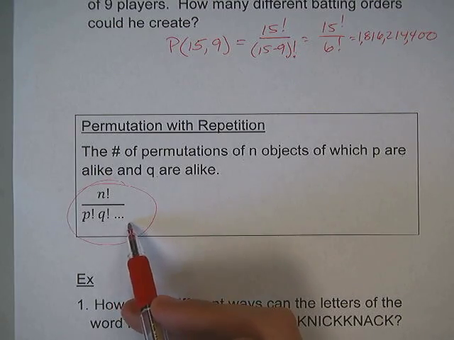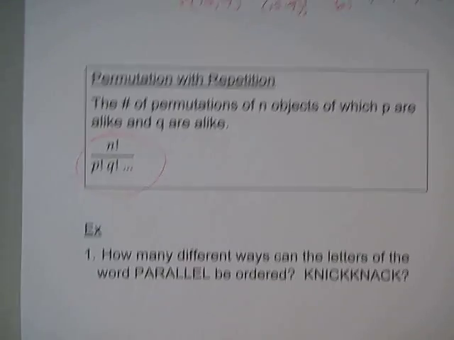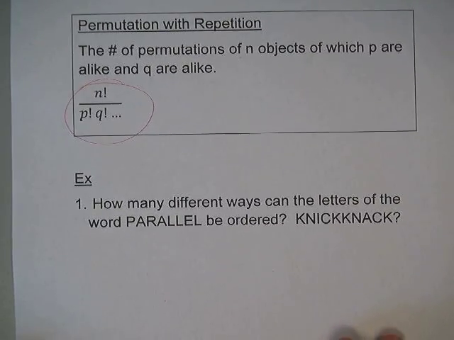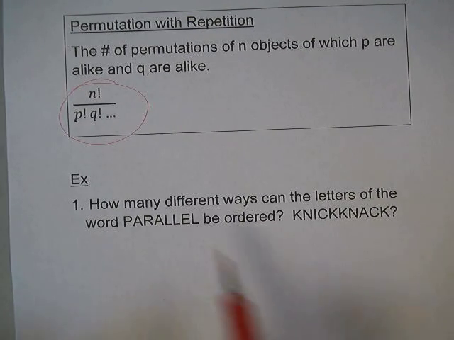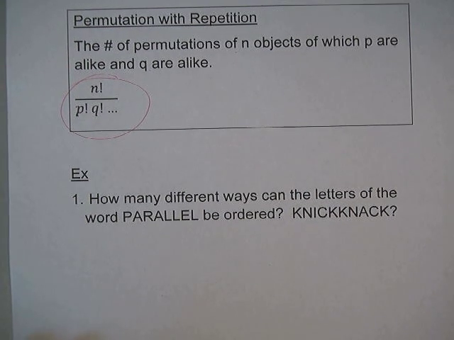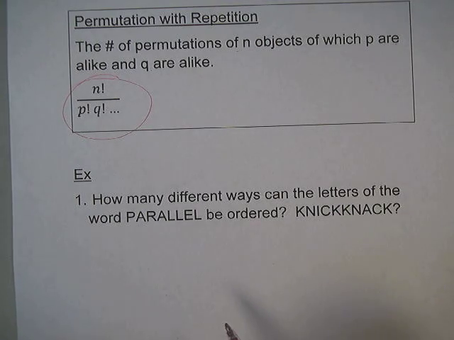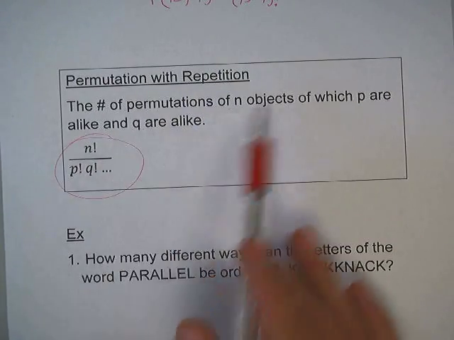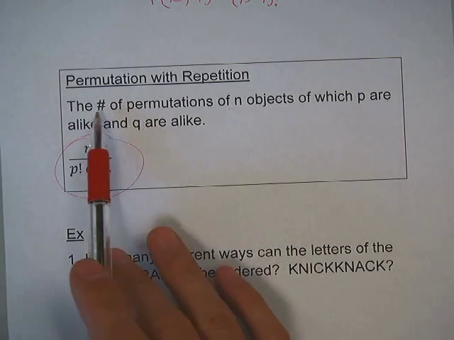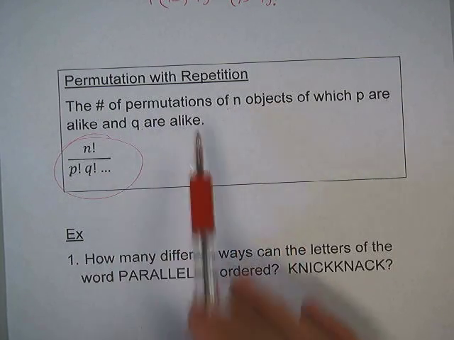It says the number of permutations of n objects of which p are alike and q are alike. We have this formula right here. Now this little dot dot dot is something I'll talk about here in just a few minutes. But let's do an example and hopefully this will make sense. It says how many different ways can the letters of the word parallel be ordered? All right, well, let's see.